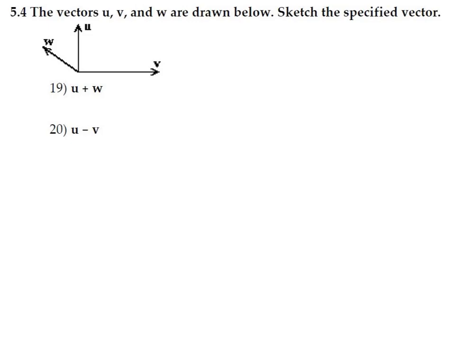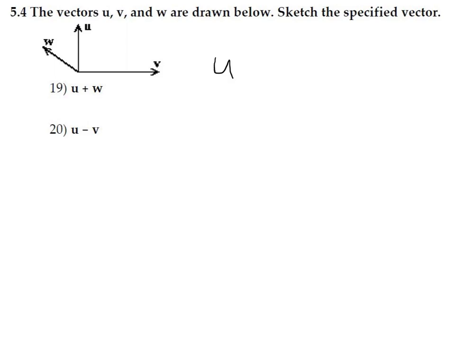This is math trigonometry. The vectors u, v, and w are drawn below. Sketch the specified vector. So we have u plus w. Here we have u and here we have w. We don't know the component form of u or w, or the ij form, but we can sketch them visually. So I do need to make a little bit bigger sketch.